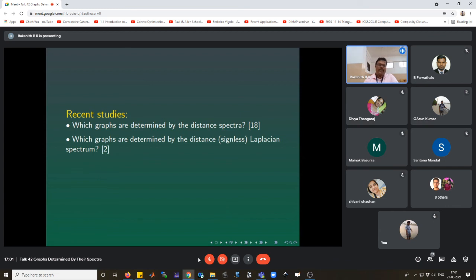And also in recent years co-spectrality of graphs is studied. Co-spectrality means how far the graph G is different from the other graphs with respect to the spectrum. So that's also studied in recent days. So that's all I want to say in this talk.